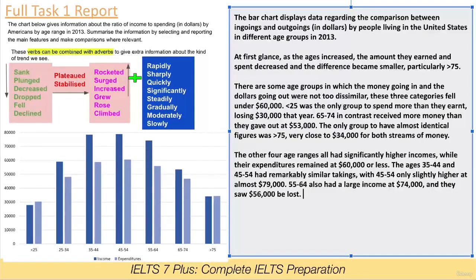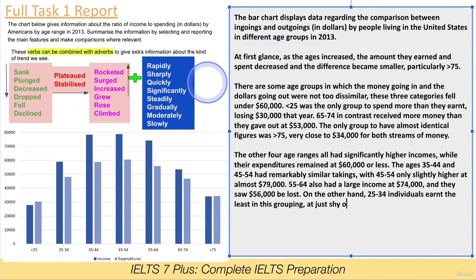Okay, now we can touch upon the last, 25 to 34. On the other hand, 25 to 34 individuals earned the least in this grouping at just shy of 60,000. Maybe we can write it like this, $60,000.